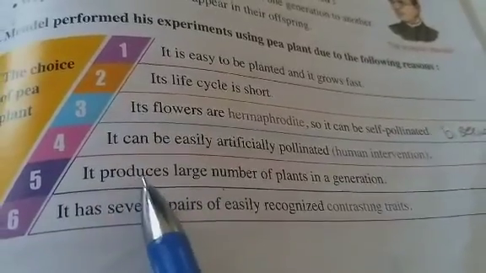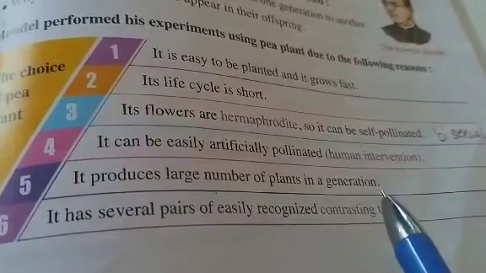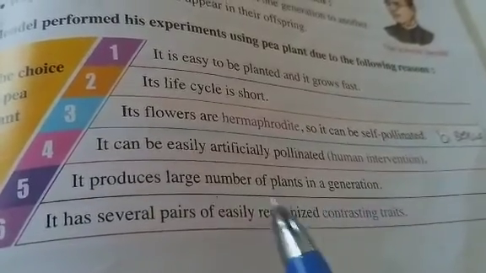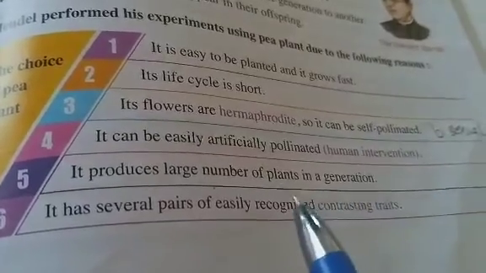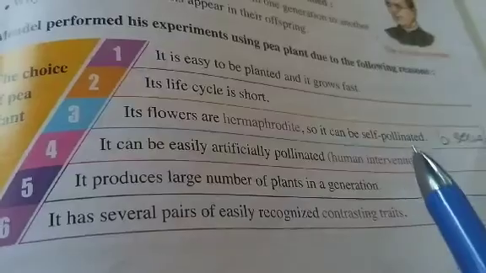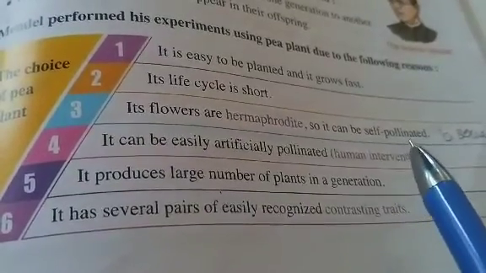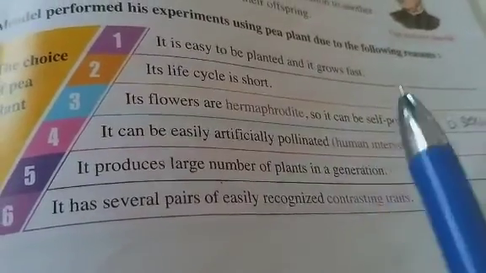Number 5, it produces a large number of plants in one generation. In one generation, this plant can produce a large number of plants. So he can get his results fast, and he can reach his conclusion fast. So it will not be difficult for him.